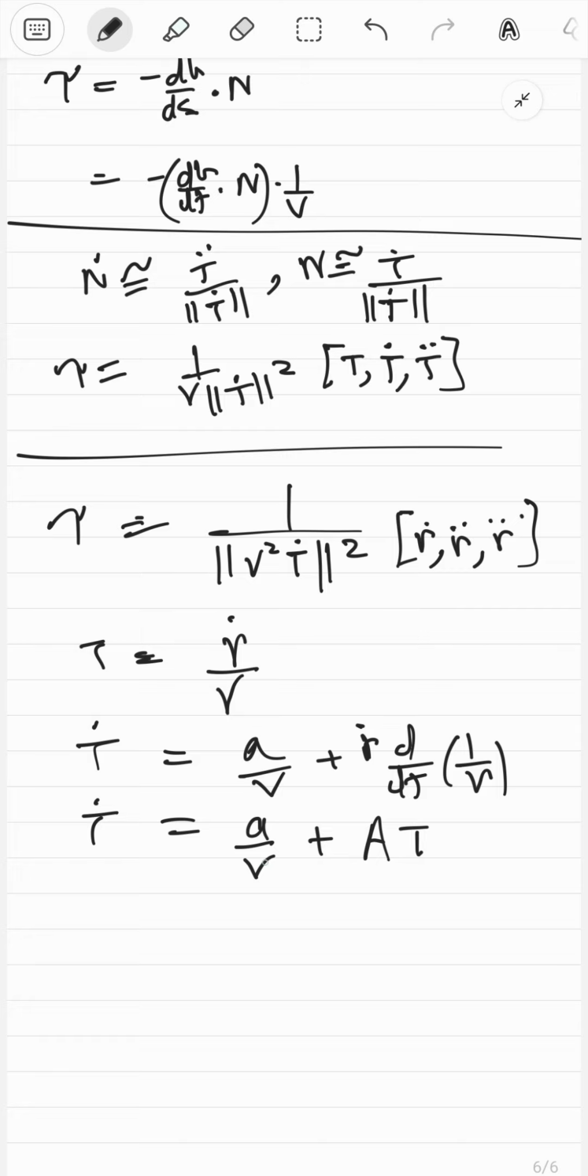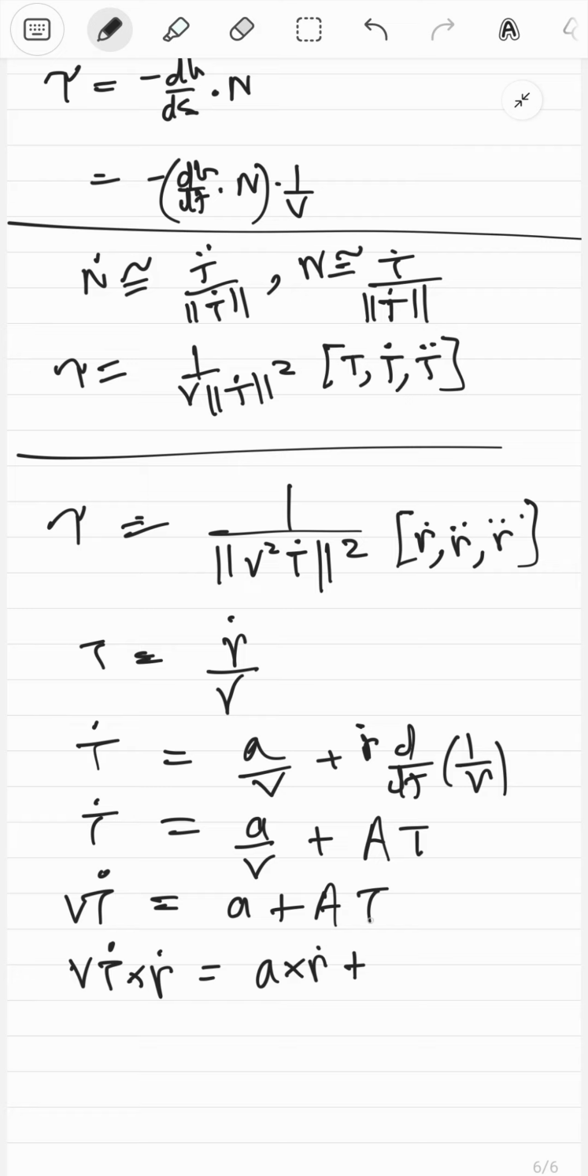So then we can take a cross product of that with v. First we'll just multiply this by v. So we've got t dot times v is equal to a plus A t. Now let's take a cross product of that with v vector, or r dot for short. So we'll just have v t dot cross r dot, that's equal to a cross r dot, plus, now since r dot is collinear with t, this term is 0, and so we can discard that. Also notice that t dot and r dot are perpendicular, and so this just turns out to be v times, so t dot is in the direction of n and r dot is in the direction of t. So the magnitude is of course just the norm of t dot, the norm of r dot, but the direction is similar to n cross t, which is minus b.